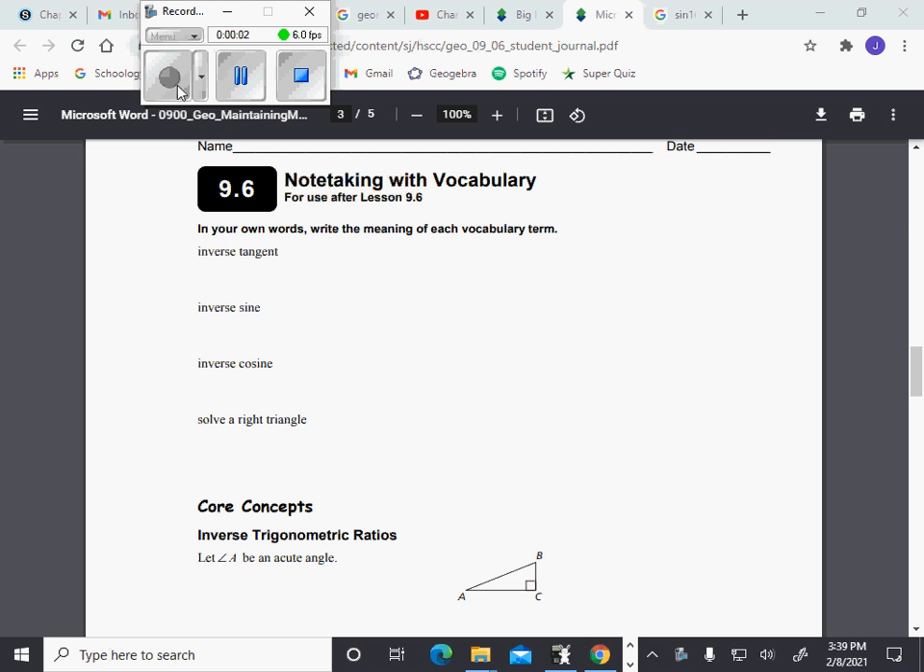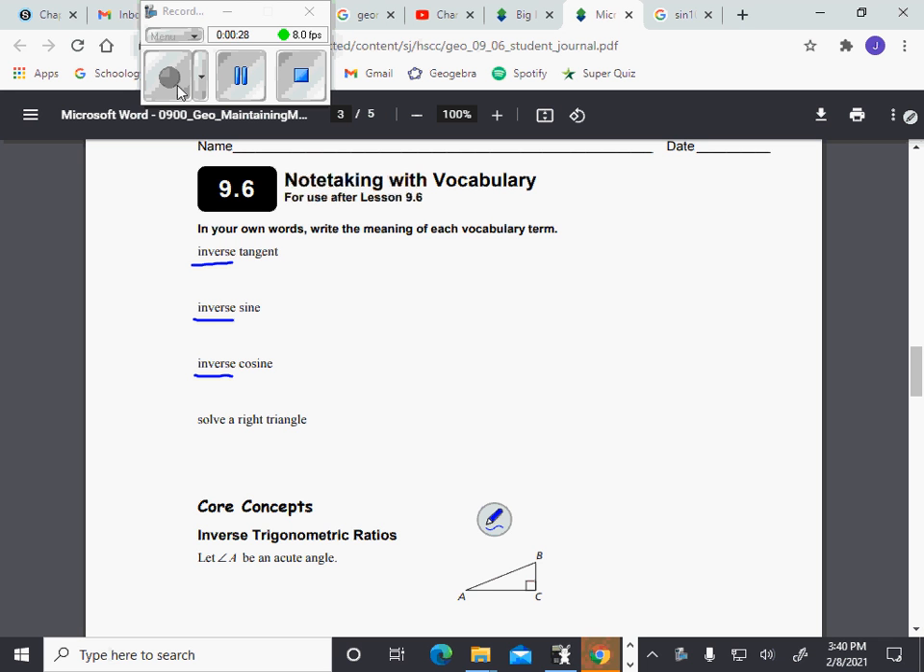Okay, 9.6. This is the last part of chapter 9, the last unit. I'm going to start down here on the vocab. We're going to focus on this word here, inverse. The word inverse is somewhat like taking the opposite. It's somewhat like the opposite.